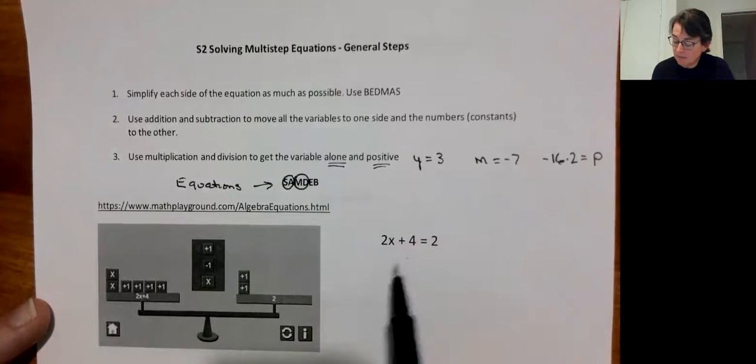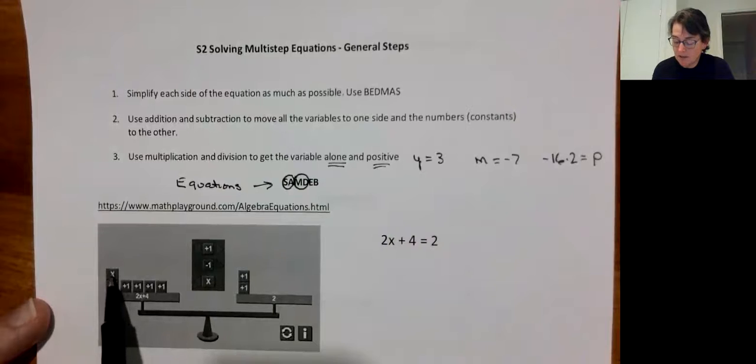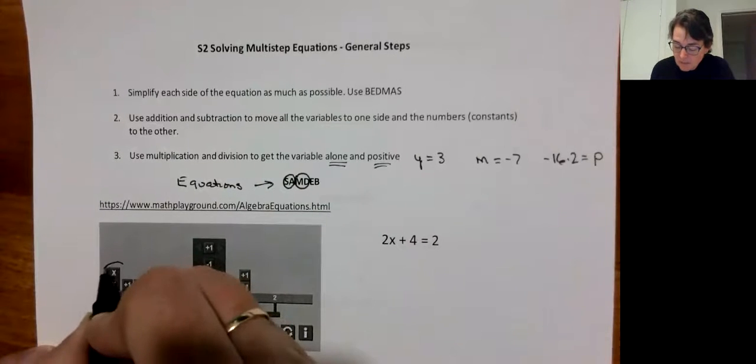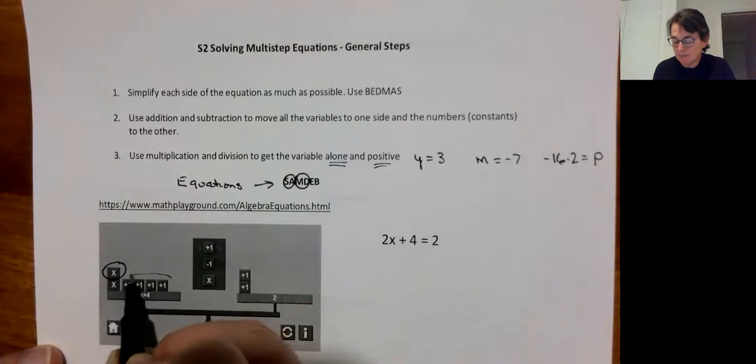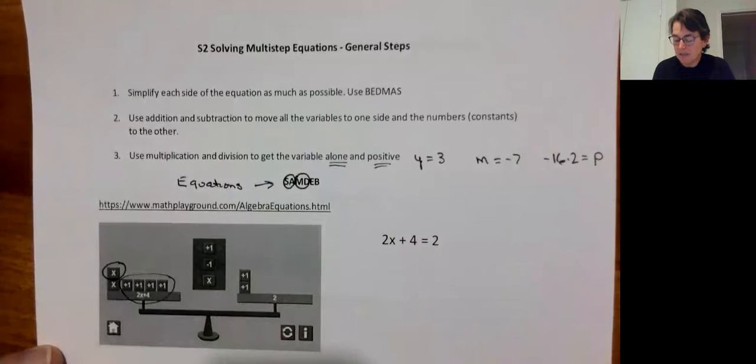So we've got the equation over here. We've got 2 x's and 4 more boxes is equal to 2. Okay, so there's our equation. Well, what we're trying to get is the x all by itself. The first thing we want to do is get rid of that 4.